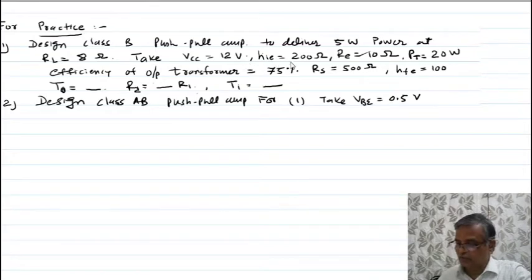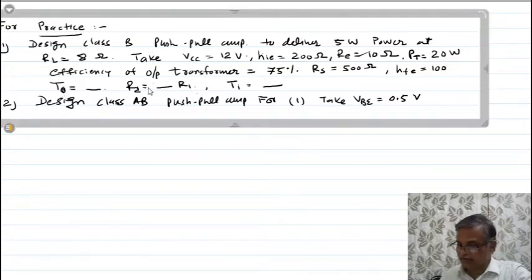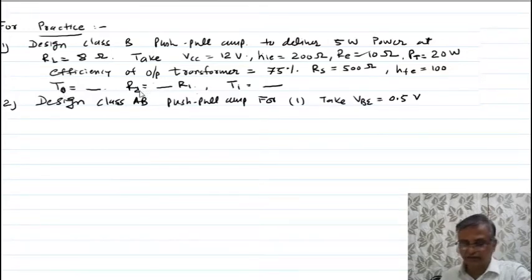Take VCC equal to 12 volt and find out the value of the output transformer. Find the relation between R2 and R1 and the input resistance. Design the class AB push-pull amplifier for the above. Here, please remember, you have to take VB equal to 0.5. Try to solve these numericals.